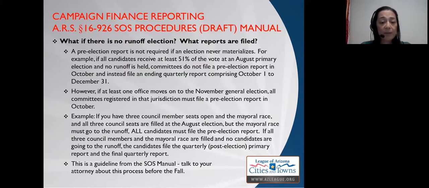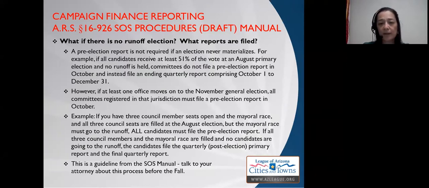If all 3 council members and the mayoral race are filled and there's no candidates going to the runoff, then the candidates just file the quarterly report, the October 1st to December 31st. So they won't have to file that sort of smaller pre-election report ahead of time. So again, this is the guideline from the Secretary's manual.